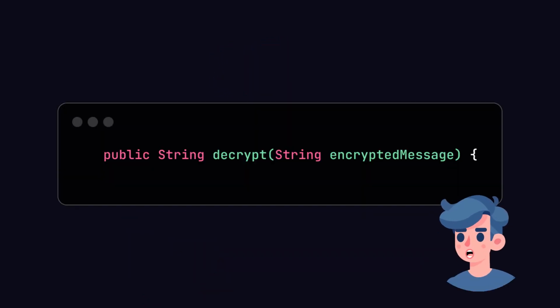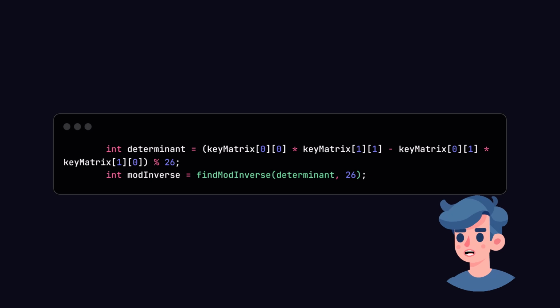Next, let's implement the decryption method. Since the Hill Cipher is symmetric, the same key can be used for decryption. However, to decrypt the message, we will need to find the inverse of the key matrix. Before we can decrypt, we need to calculate the determinant of our key matrix and find its modular inverse.